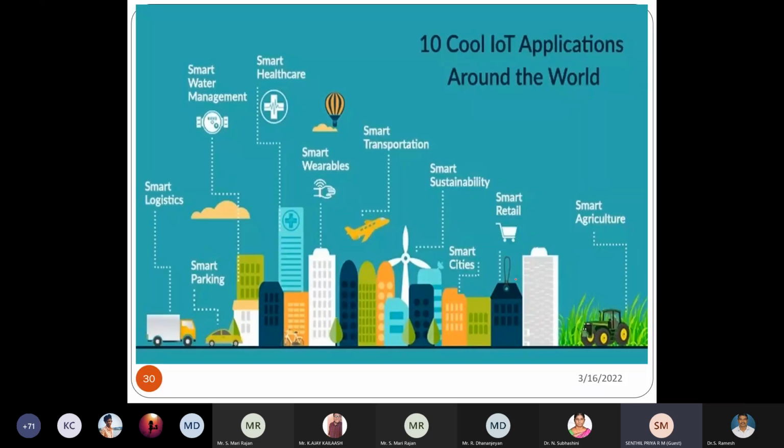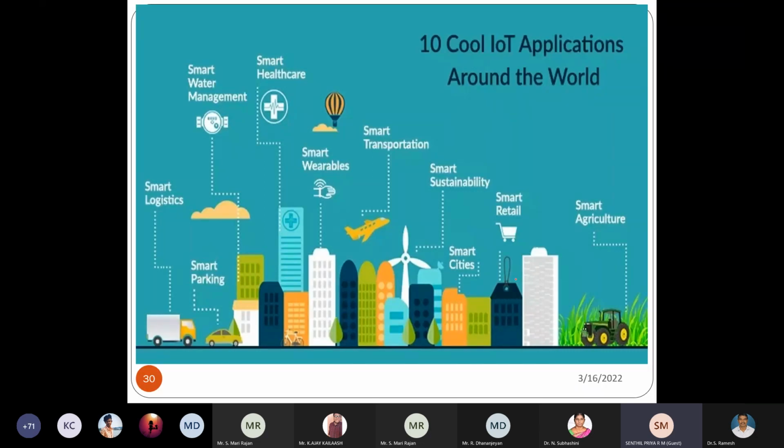And smart transportation is also there. Then smart sustainability, smart retail, and so on. In smart retail, we are not going to form a line to pay the amount. Whatever product you take and put in the basket is taken for your payment calculation. So that is also implemented in some places.